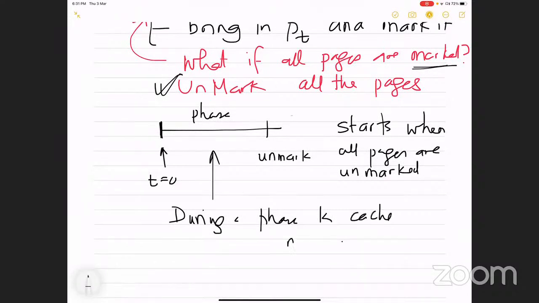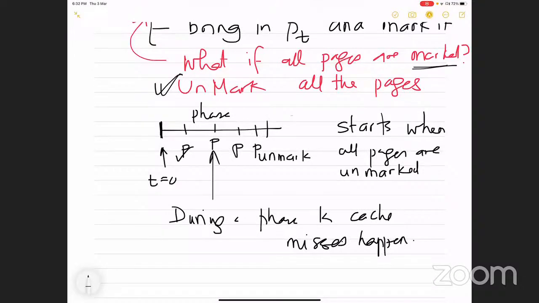Why? Because let's say some page P is accessed here. This page P could be accessed many times during the phase, right? The first time this page P is accessed, there could be a cache miss. This page is not in the cache. But once you access P, this page P gets marked in my cache.